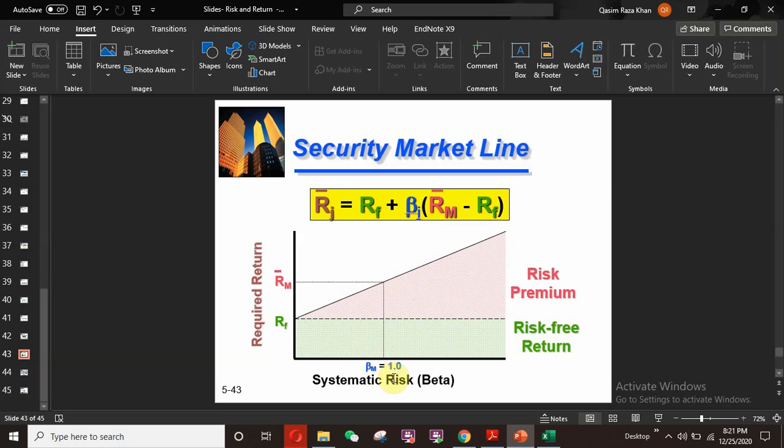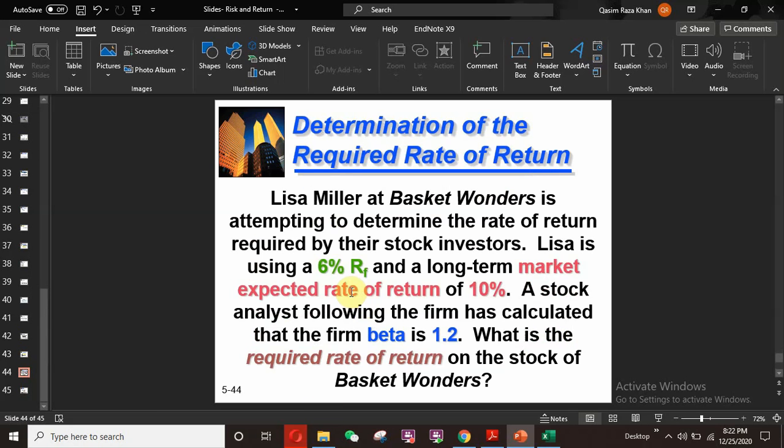So here is the beta, that is the systematic risk. So Rj = Rf + beta (Rm - Rf). So this is the graphical representation on the SML line. So here is an example for illustration of this concept. Lisa Miller at Basket Wonder is attempting to determine the rate of return required by their stock investors. Lisa is using a 6% Rf and a long-term market expected rate of return of 10%. A stock analyst following the firm has calculated that the firm beta is 1.2. So what is the required rate of return on the stock of Basket Wonder?